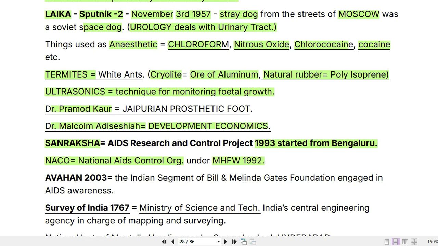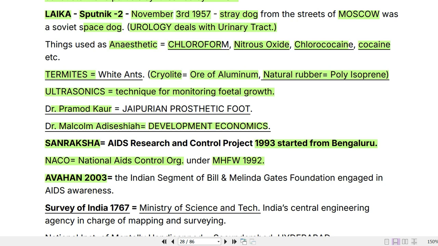So just like Sanraksh was a program for AIDS research and control project, so the program Sanraksh started in 1993. However, the NACO, that is National AIDS Control Organization, that was established 1 year before Sanraksh campaign was launched, that is 1992, by the Ministry of Health and Family Welfare. Then Avahan, that was launched in 2003. Indian segment of Bill and Melinda Gates Foundation engaged in AIDS awareness. So here I have told you 3 different kind of initiatives or schemes related to this disease, AIDS.